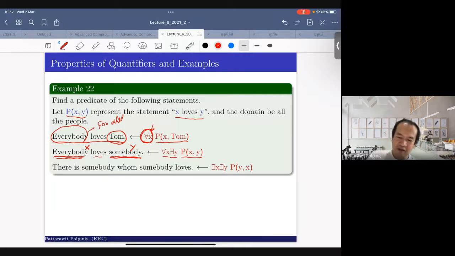The next sentence is: there is somebody whom somebody loves. First, you identify how many people are in this sentence. That's two, somebody and somebody. Let's say the first somebody is x and the second somebody is y. Because it's somebody, you use there exists x, there exists y, p of y x. Notice that I put p of y x because this says there is somebody whom somebody loves, so x is loved by y. That's why I put p of y x, because of the "whom".